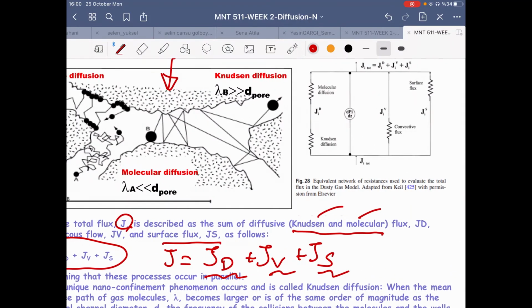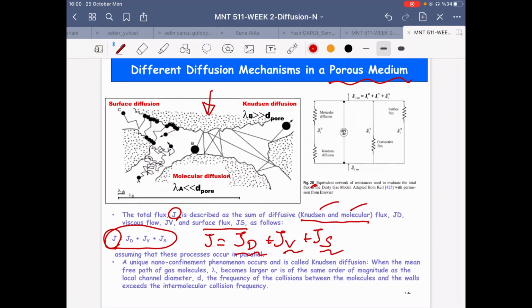did an equivalent network of resistances that they used to evaluate the total flux here. And so they said that this acts as if you are trying to transfer electrons through a wire. They face different resistances, and these are my resistances. These molecular and Knudsen act in series, but they act in parallel to the convective and surface fluxes, for example. So this is as if we are trying to transfer some electronic property from my porous network from one side to another side.